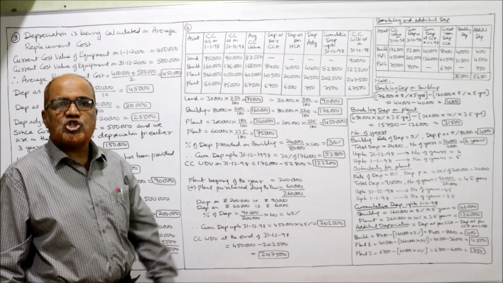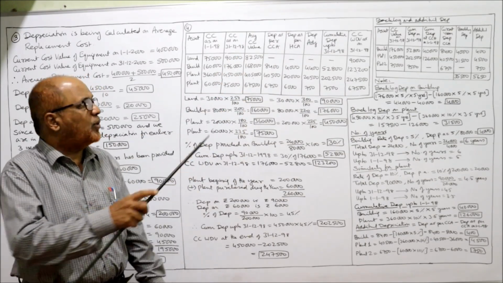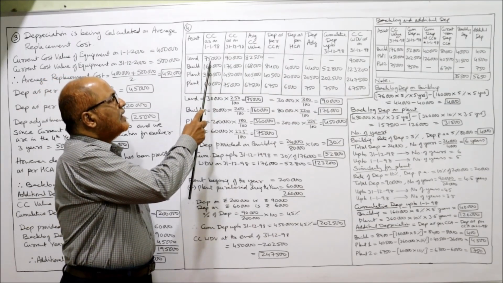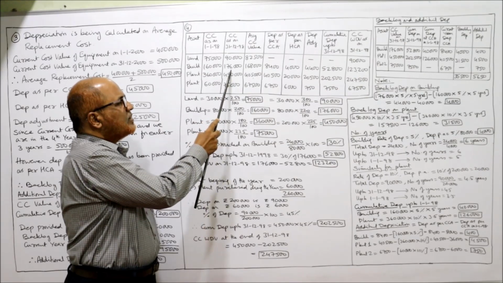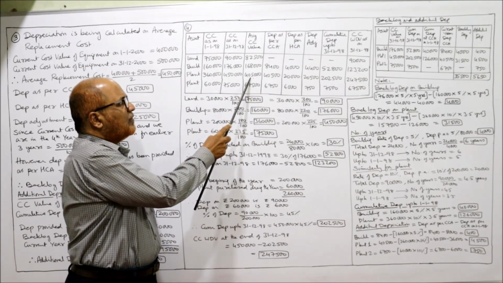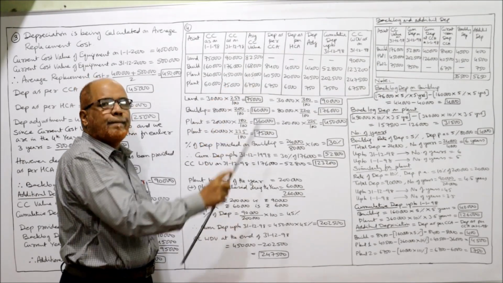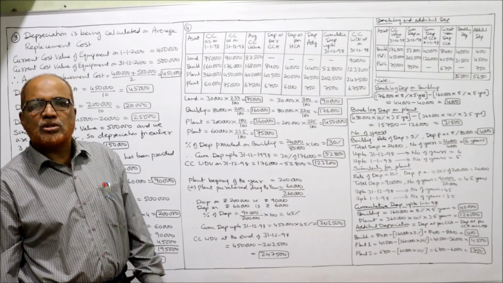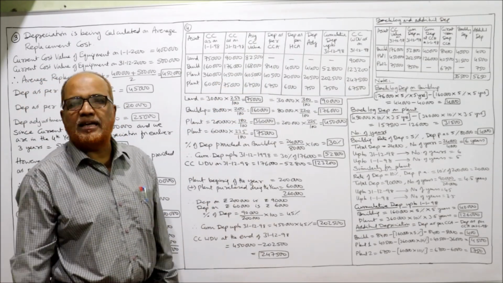Now average. Average means you simply add up both the values and divide by 2. 75,000 plus 90,000 divided by 2 is 82,500. 1,60,000 plus 1,76,000 by 2 is 1,68,000. 360 plus 450 divided by 2 is 4,05,000. 60 plus 75 divided by 2 is 67,500. Yeah, average cost. Now we can easily find out the depreciation as per CCA.